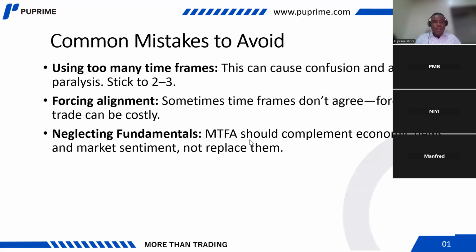The other thing that can lead to mistakes is forcing alignment. Sometimes time frames don't agree, and forcing a trade can be costly. So you've looked at the daily time frame and you see a bearish trend. You look at the 4-hour and you see a bullish trend. But you say, no, let me place the sell from the daily, but the 4-hour is saying buy. You don't force alignment. Wait for alignment to be perfected before you take a trade.